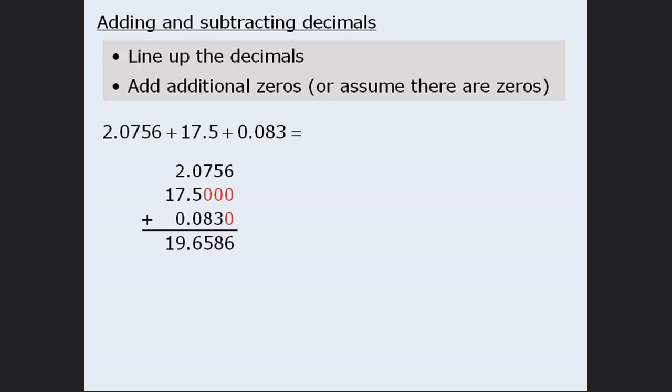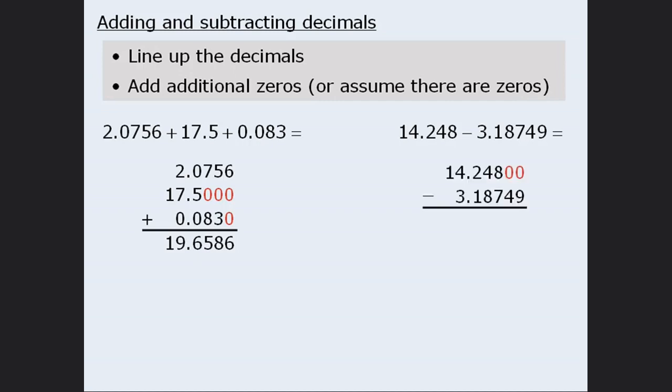Now the rule for subtraction is the same. To perform this subtraction, we first line up the decimals, and then we add any necessary zeros to make our calculations easier. At this point, we subtract while keeping the decimal in the same location.